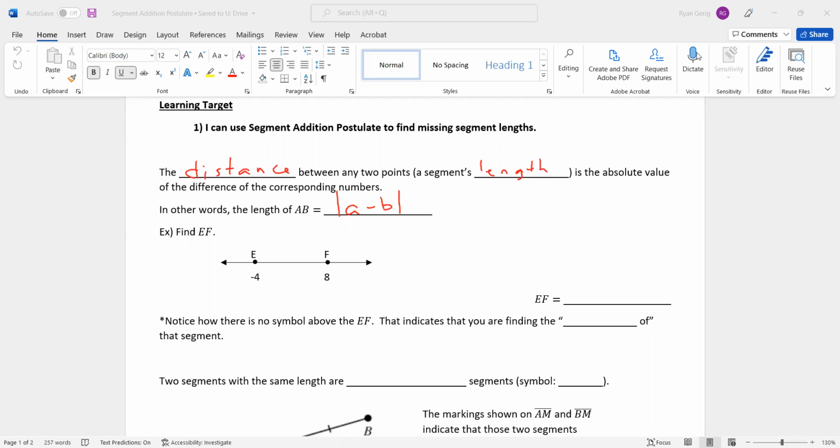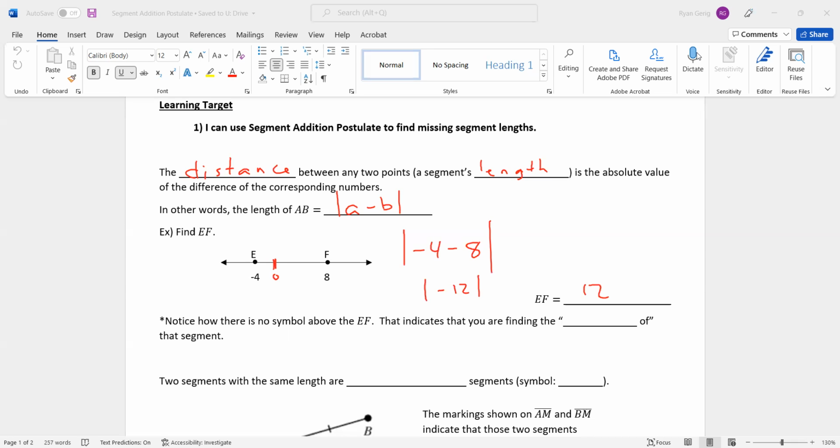So all you're doing is, it doesn't really matter where you start, with one of the endpoints, -4. You subtract the other endpoint, 8, and you take the absolute value of it. So -4 minus 8 is -12. The absolute value of that is 12. So EF is 12. Now, you could just be smart about it also. Understand that that's 0 right there, right? So from E to 0 is 4, and from 0 to F is 8. So 4 plus 8, 12. Distance can never be negative, therefore 12. That's where the absolute value comes in.